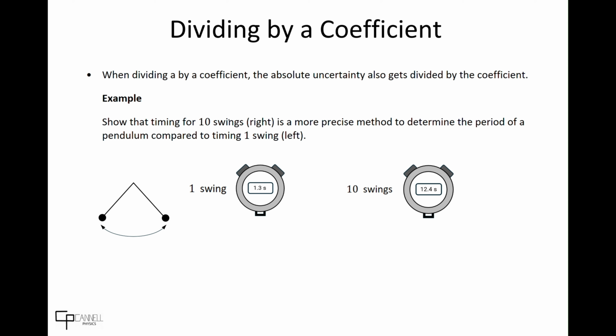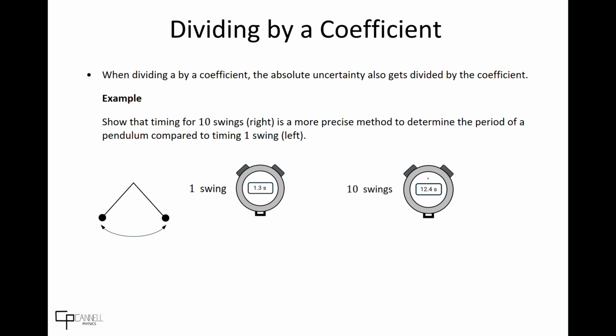So I'll just read out the example. Show that the timing for 10 swings, which is shown on the right here, is a more precise method to determine the period of a pendulum compared to timing just one swing, which is shown on the left. So on the left here, we have 1.3 seconds. This is pretty similar to my 100-meter sprint time. So the scientists release the pendulum here, and that's when they press start. They let it swing once, there and back, and press stop when it returned to the original position.